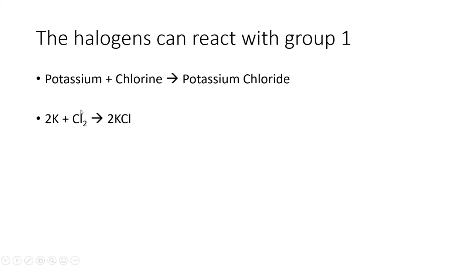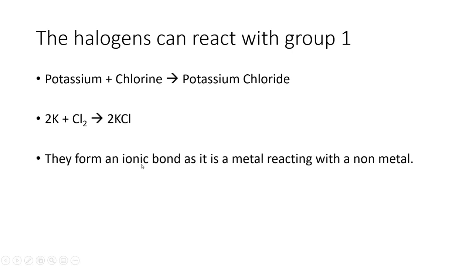Now because chlorine is diatomic, when we put it in chemical equations we always write Cl2, which means we have to think about how to balance that. So if we have 2 chlorine atoms and we're forming KCl, we must need 2 potassium atoms in order to balance that equation out. Okay, now they form an ionic bond because obviously group 1 elements are metals, group 7 are non-metals, and if we have a metal reacting with a non-metal, it forms an ionic bond.